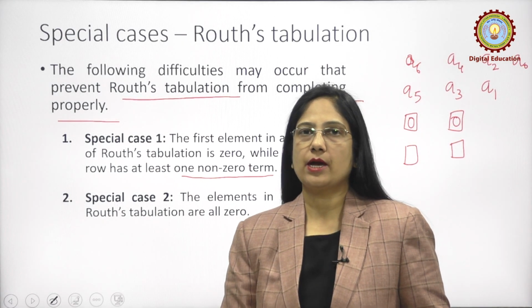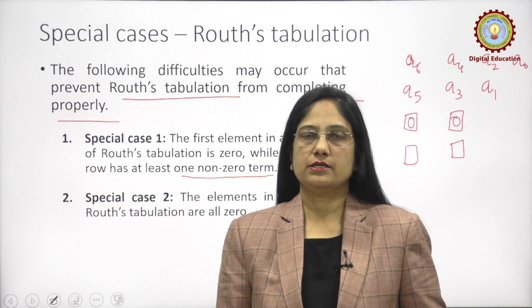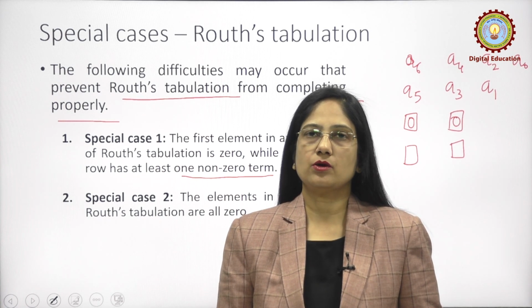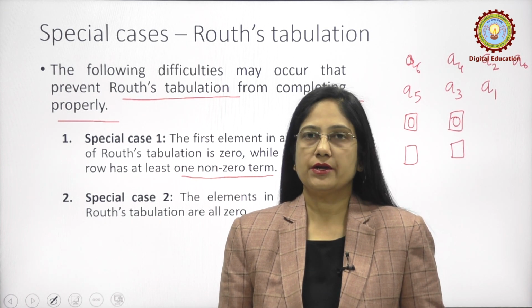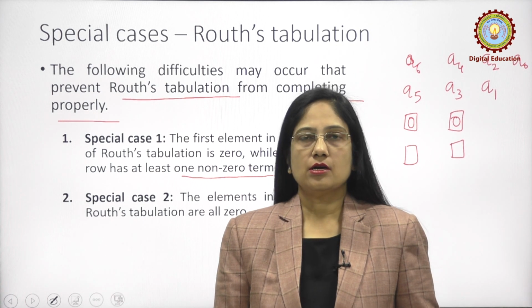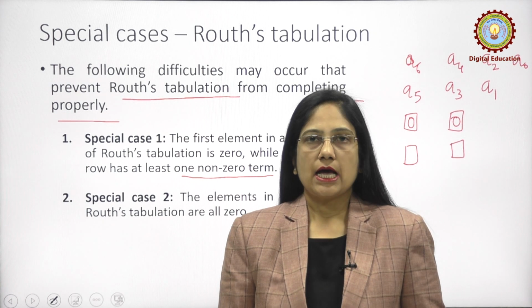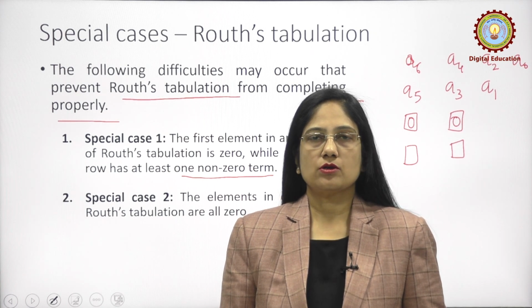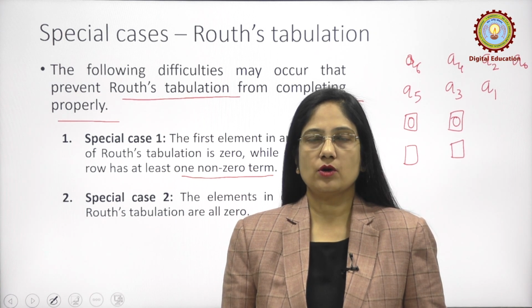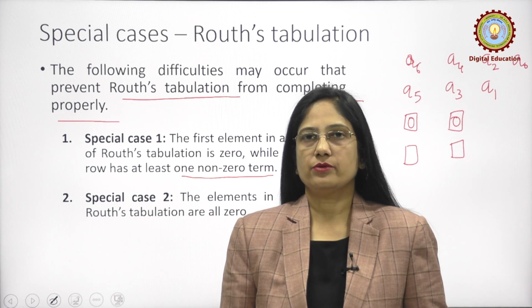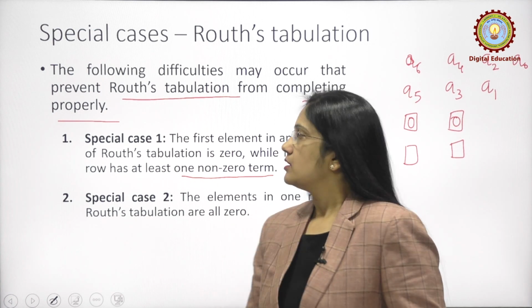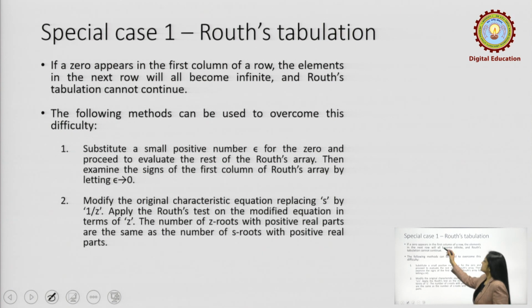Now, if a 0 appears in the first column of a row, then the tabulation cannot be completed because the 0 comes in the denominator of the formation of the table. So, the term becomes infinite, and if all the elements in the row are 0, then also we cannot go ahead with the Routh's array. Now, let us see what this means.